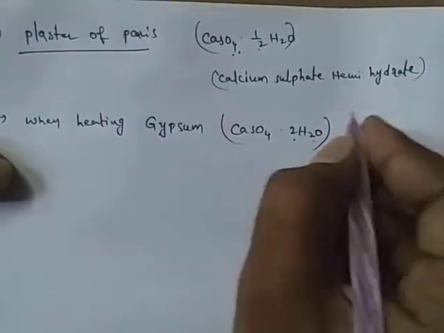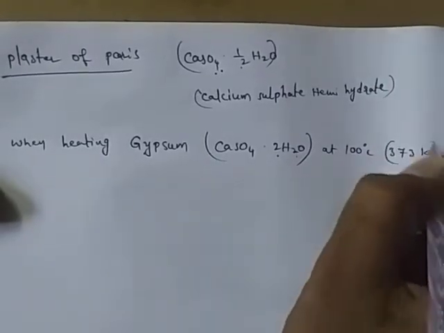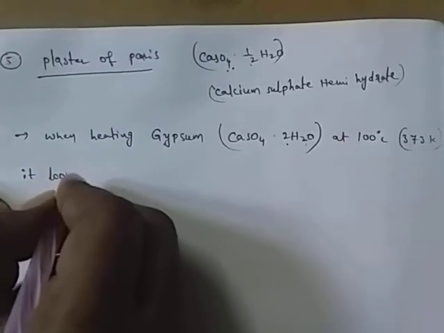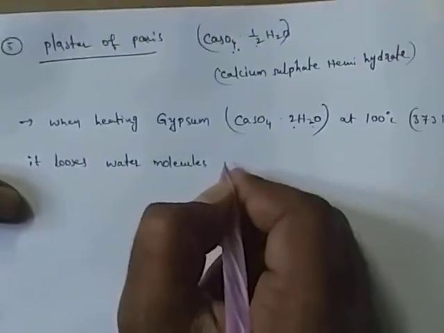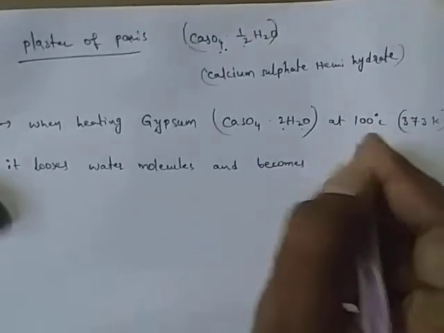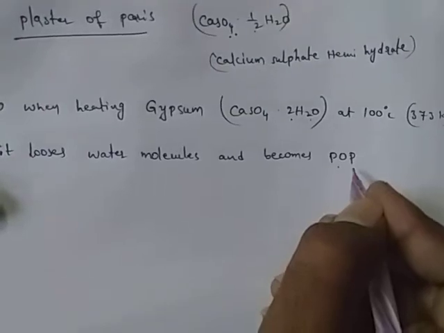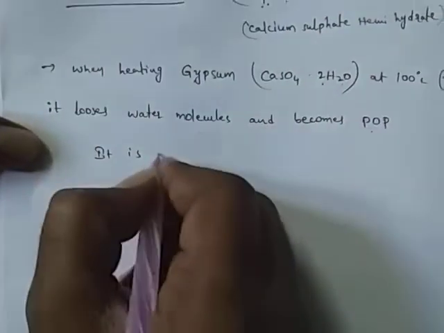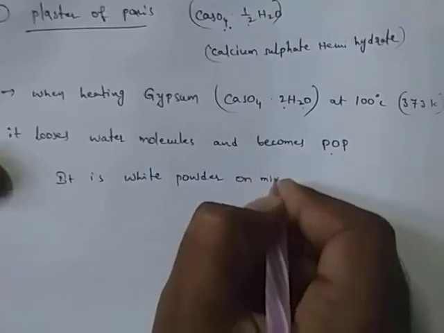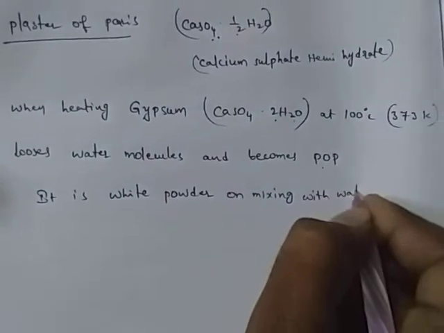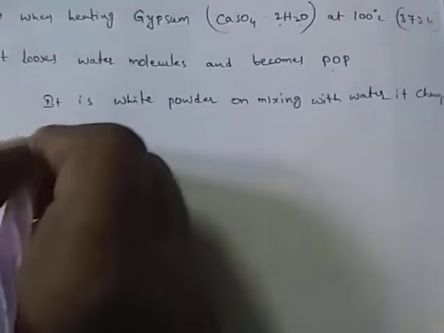Okay, when we are heating the gypsum at 100 degrees Celsius, which is equal to 373 Kelvin, it loses water molecules and becomes plaster of Paris. Plaster of Paris short name is POP. POP means plaster of Paris. Here it is a white powder. On mixing with water, it changes into gypsum.